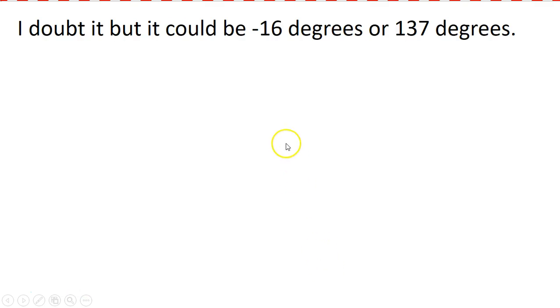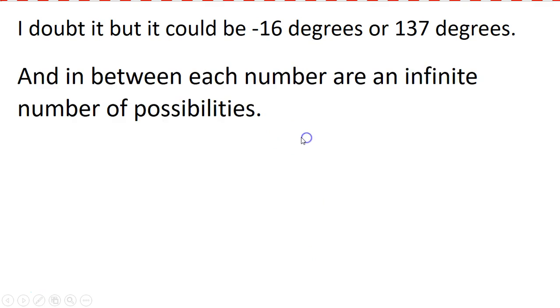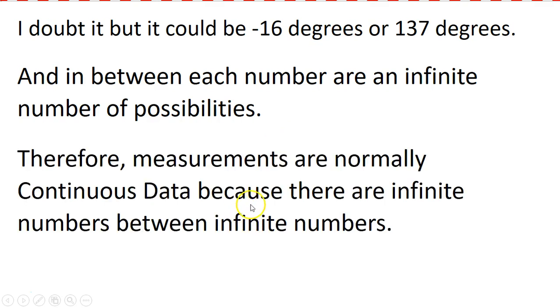I doubt it, but it could be negative 16 degrees or 137 degrees, right? And in between each number, there is an infinite number of possibilities. This starts diving into some calculus concepts, but the idea here is there's an infinite number of numbers between each number, between each decimal. Therefore, measurements are normally continuous data because there is an infinite number between infinite numbers. That's just how it works.